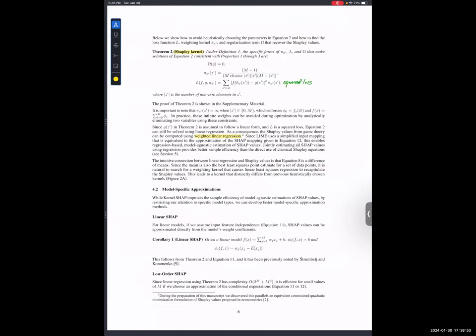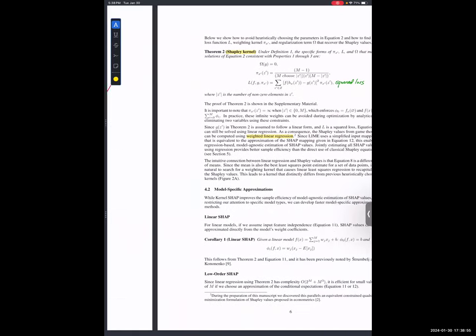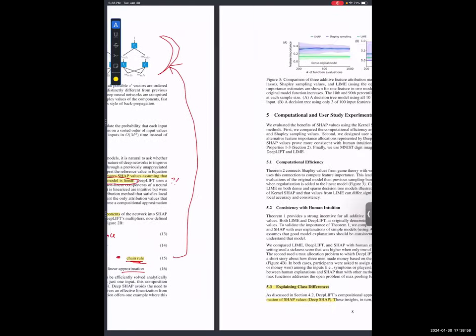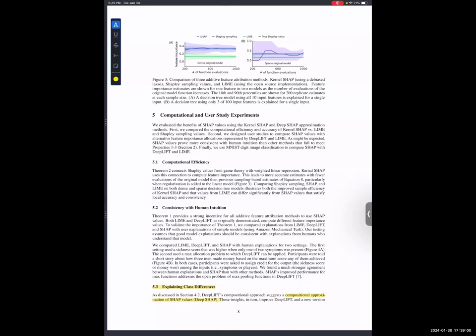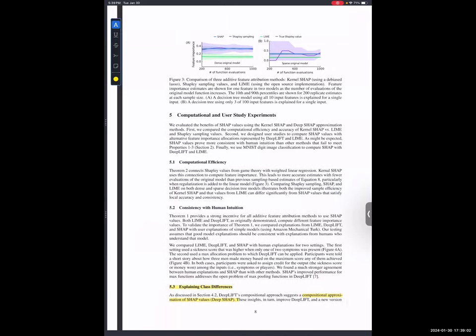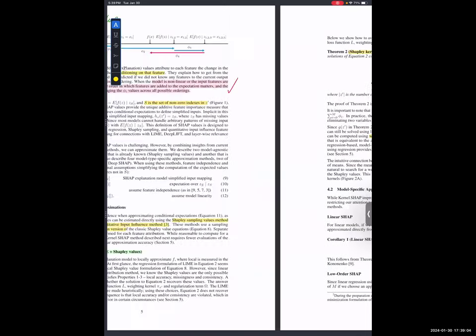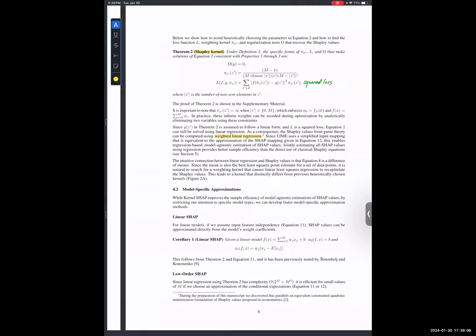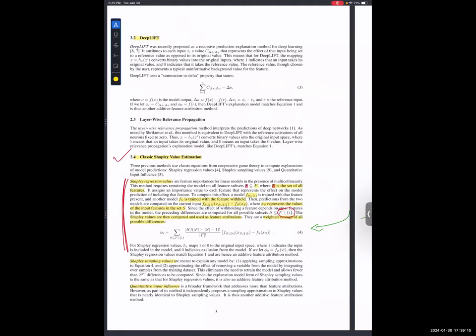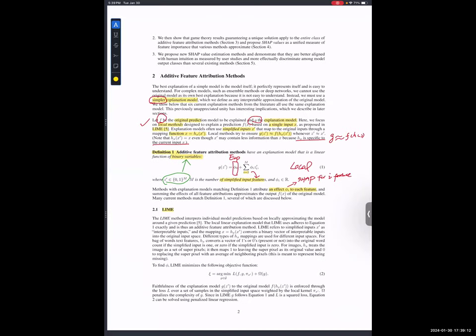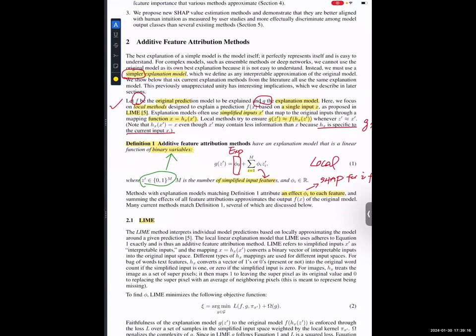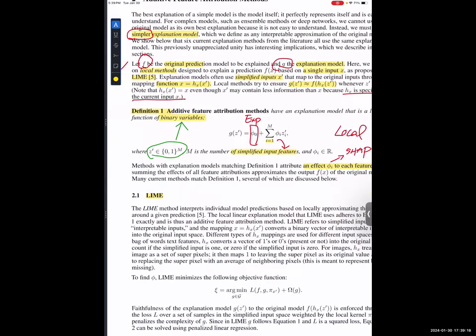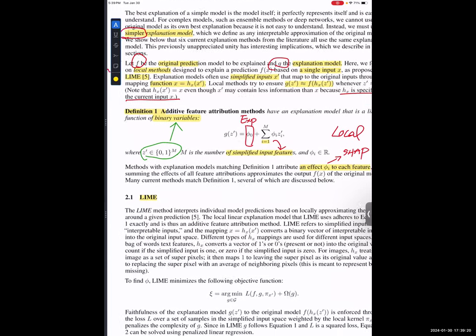The last part provides the computing and experimental results, but the fourth part also provides some estimation methods, how to estimate the Shapley value. Here's the most important part of the paper.